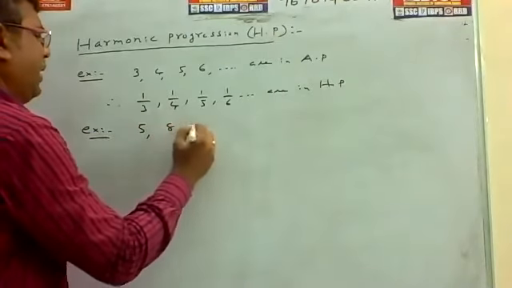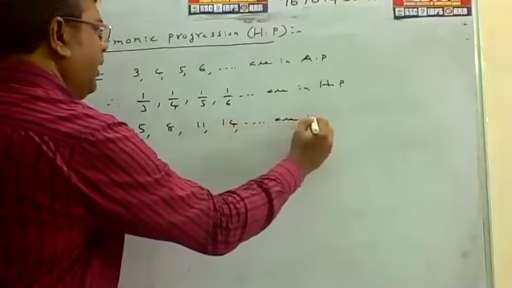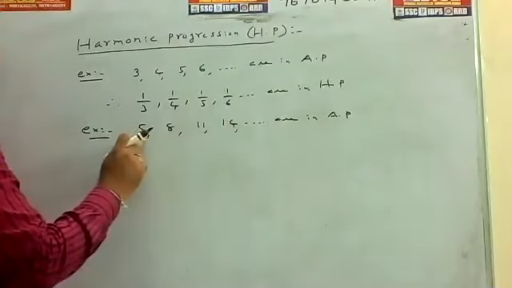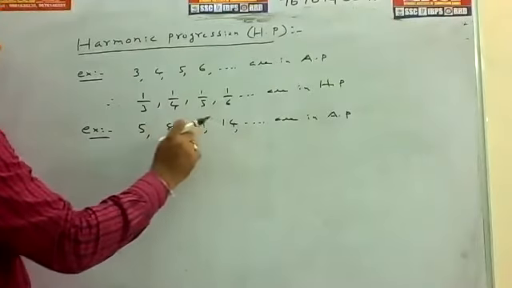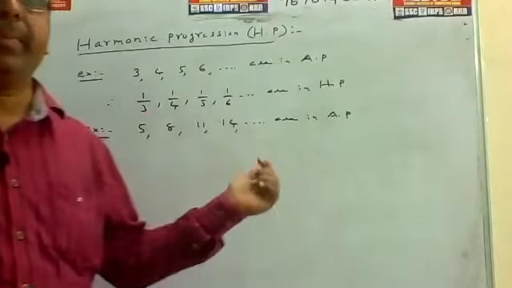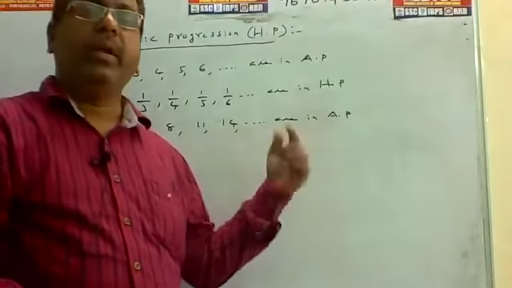5, 8, 11, 14, and so on are in AP. 8 minus 5 is 3, 11 minus 8 is 3, 14 minus 11 is 3. So every time the common difference is 3, therefore the series is in AP.